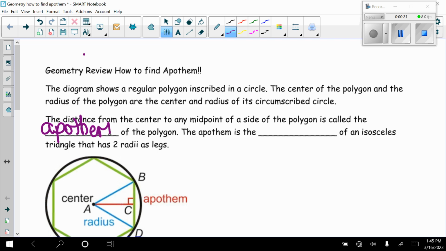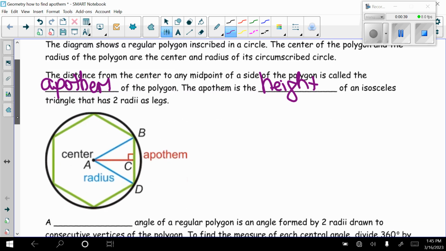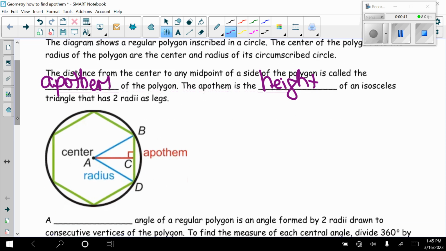The apothem is the height of an isosceles triangle that has two radii as legs. So in this picture, let's go ahead and label what we know. Since our apothem is our height, your apothem is always going to be perpendicular to the side, so we can put that on there. Apothem is perpendicular to the side.